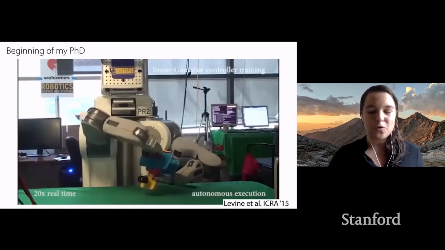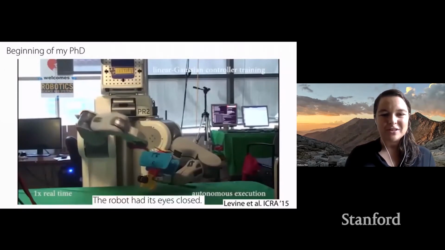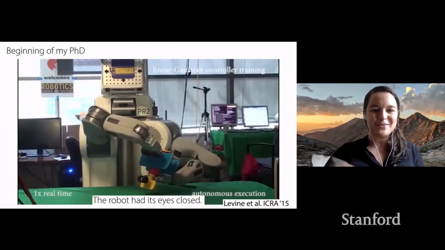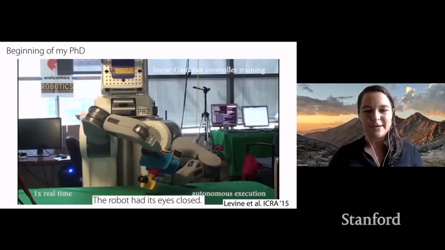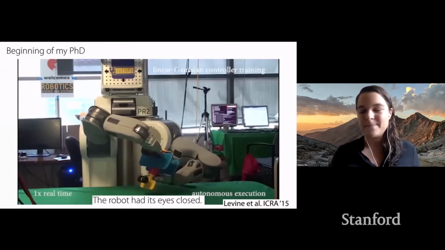So I thought this was pretty cool, but there was a bit of a catch, which is that the robot actually had its eyes closed. The robot wasn't actually using its camera in any way to solve this task. It was just blindly trying to figure out how to stick the wheels into the plane. And this motivated, for me, the obvious and clear next step here, which was to allow the robot to learn these kinds of tasks, but also learn perception as a part of that.